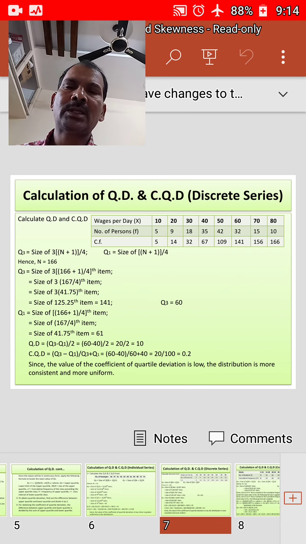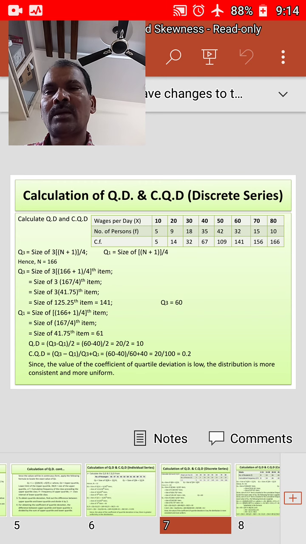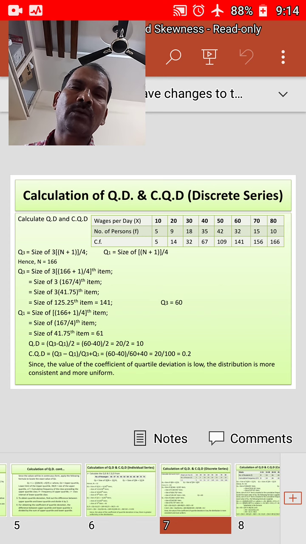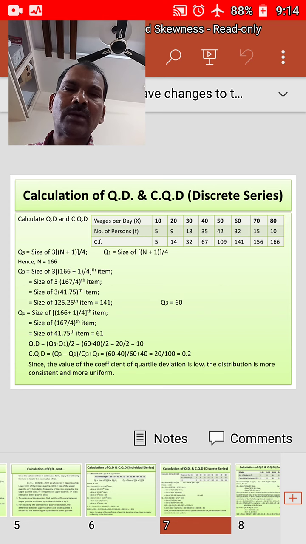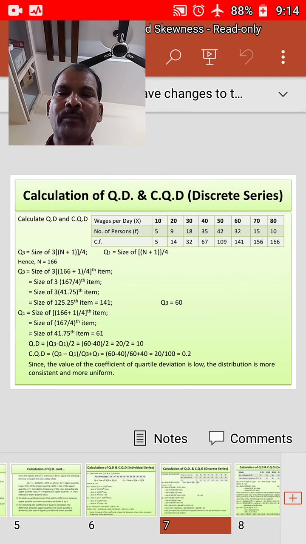Now we need to find Q1. Size of n plus 1 by 4th item. We know that 166 is the n value, so 166 plus 1 is 167, and 167 by 4 we get 41.75th item. If you locate the 41.75th item in the cumulative frequency, it lies in 67, and the corresponding value is 40.